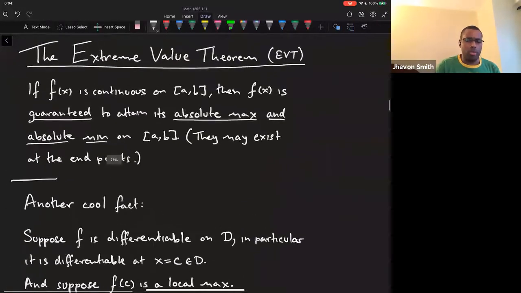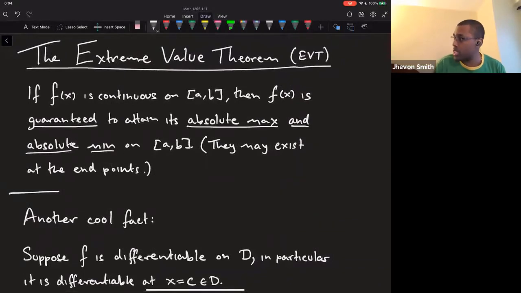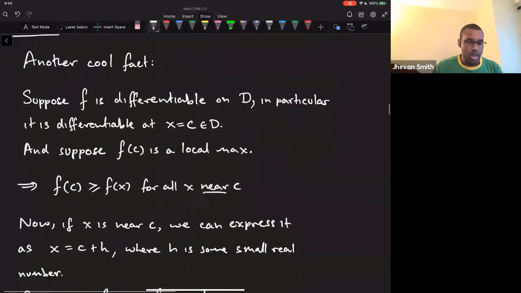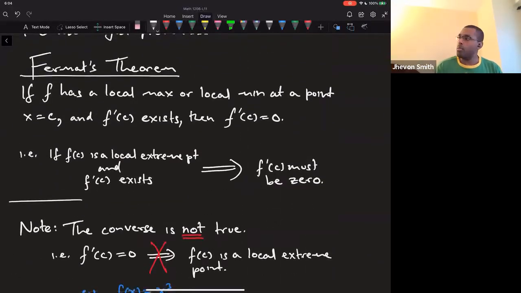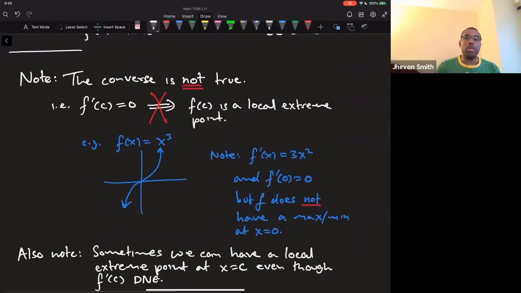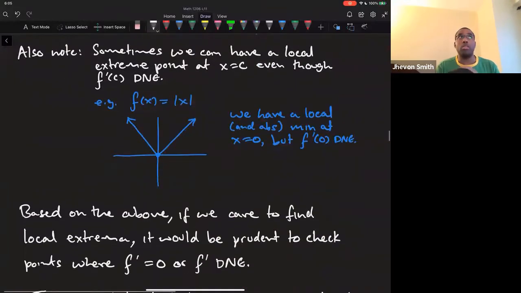We also looked at a very important theorem called the extreme value theorem, which pretty much tells us that we are guaranteed to be able to find absolute extrema in the case where the function is continuous on a closed interval. And we also saw a fun fact, Fermat's theorem, which basically says if you have a max or a min and the derivative exists at the point where you have a max or a min, then the derivative must be 0 at that point. The converse was not true. So just because your derivative is 0 doesn't mean you have a max or a min, so it doesn't go the other way. As well, it's possible to have a max or a min where the derivative does not exist.